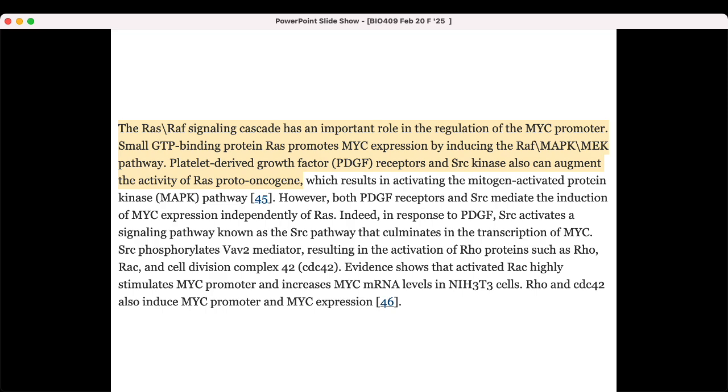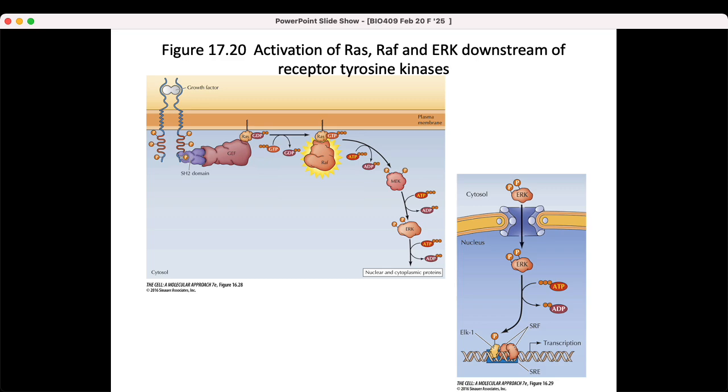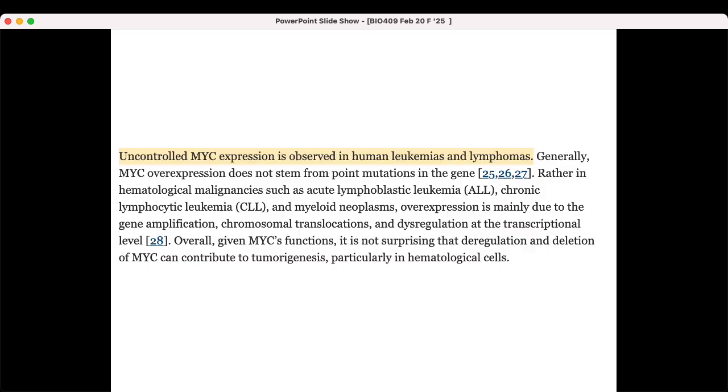Small GTP binding protein RAS promotes MYC expression by inducing the RAF-MAP kinase pathway. Platelet-derived growth factor receptors and SRC kinase also can augment the activity of RAS proto-oncogene. Great, so that's stuff we're familiar with. They're not talking about all cancers, they're talking about certain kinds. That pathway they're talking about, what we learned about.